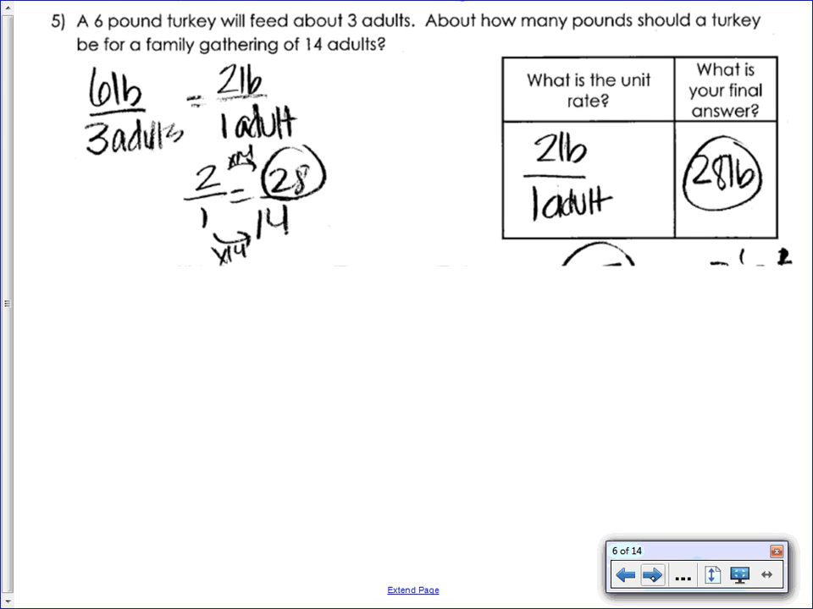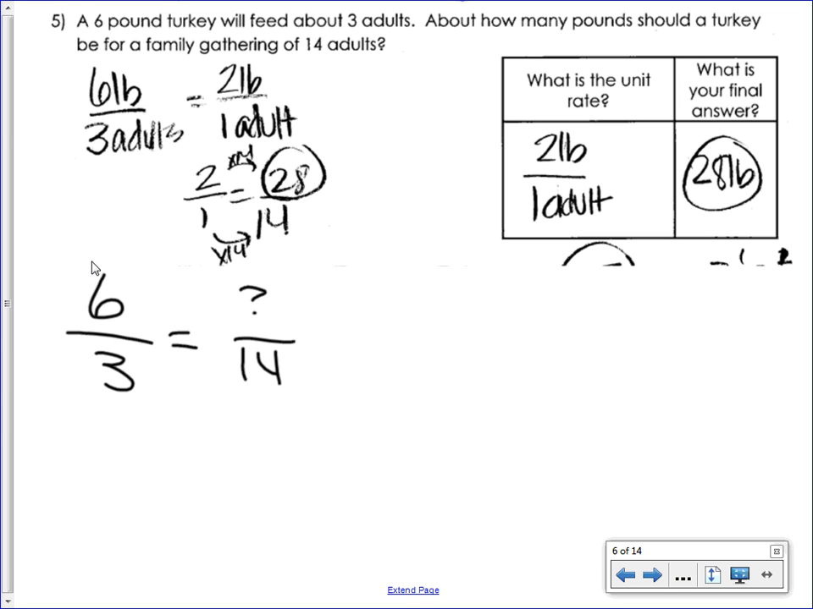All right, last one. A 6-pound turkey will feed about 3 adults. About how many pounds should a turkey be for a family gathering of 14? So if you look at the ratio, 6 pounds to 3 adults, and you want to go to 14, I can't multiply 3 by anything evenly to get 14. All right? So I'm going to have to find a unit rate.